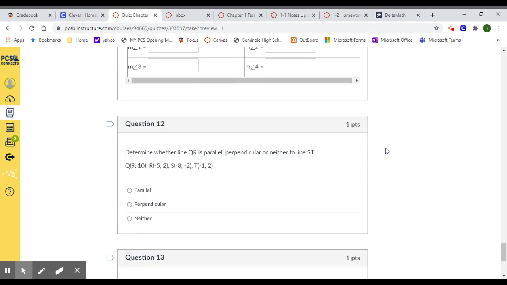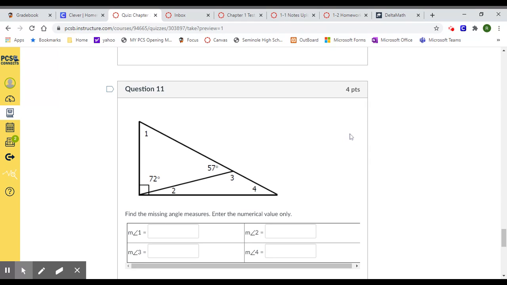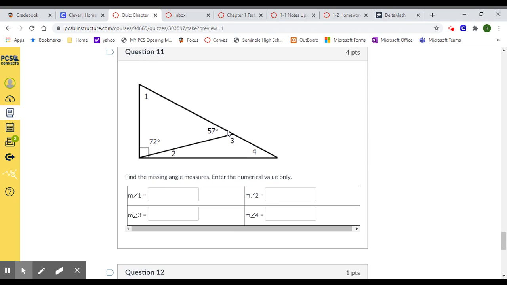Question 11 is our triangle question. I am given a couple angle measures and I need to find the missing angles. First of all, I have this first triangle right here. I know that every triangle adds up to 180 degrees. So how can I figure out what angle 1 is? I can simply subtract 180 minus 72 minus 57. So that's what I'm going to do on a calculator.